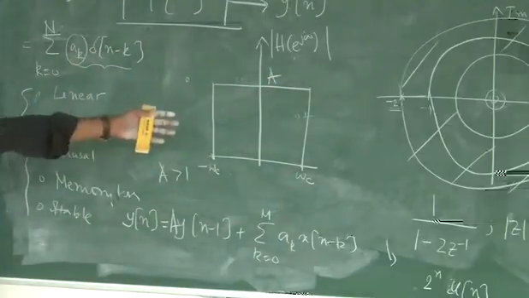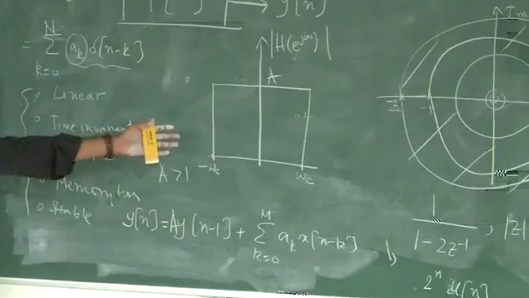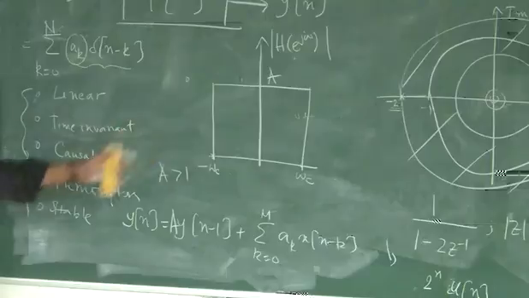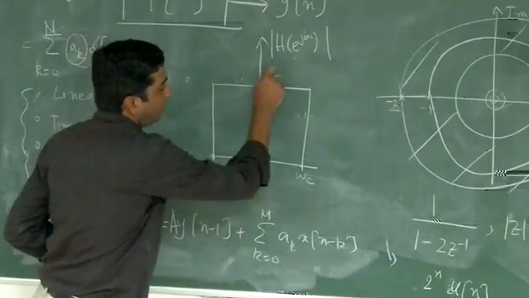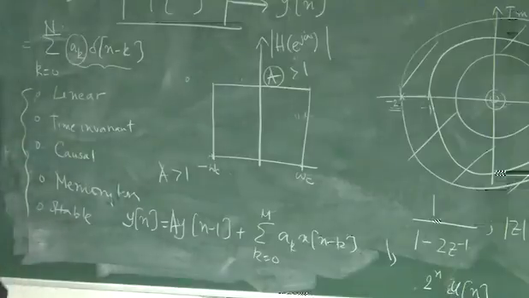So have you seen this in the class? This is an ideal low pass filter, right? But in this case, the point is that this A should typically be greater than 1, because we want to amplify the signal that we have, right?